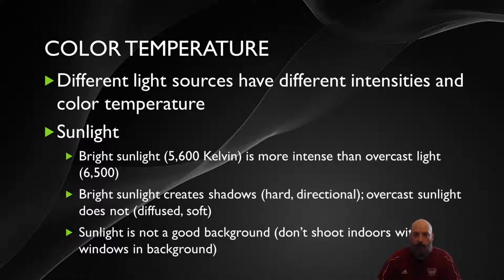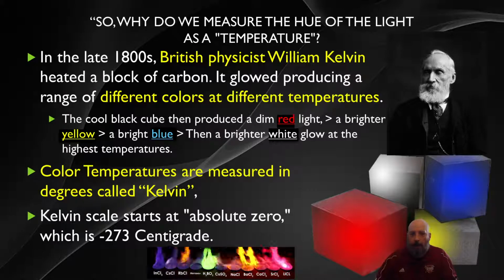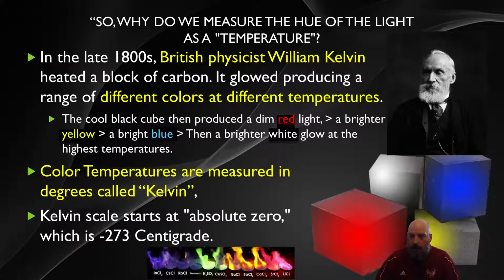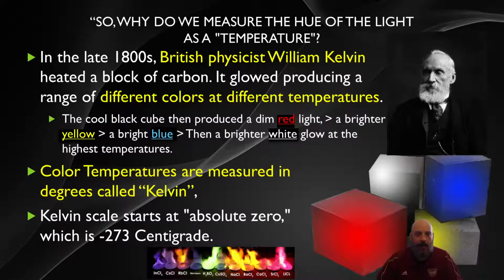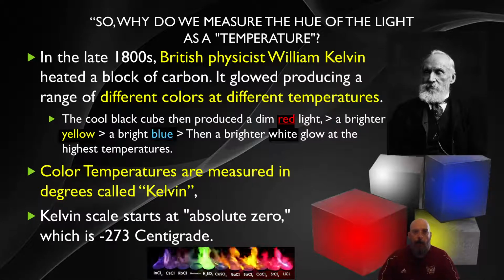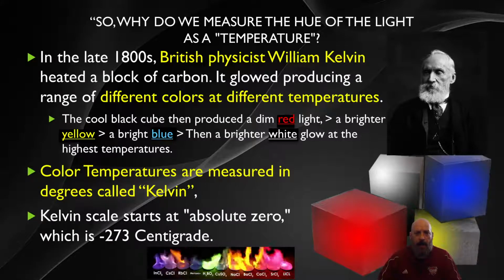Now, with sunlight, it's not really a good background. And this is why we tell you not to shoot indoors, again, because that light temperature is coming into play. Now, when I talk about temperature, I use terms like 32K and 56K. This came about from a British physicist named William Kelvin back in the late 1800s, and he was working with a block of carbon, and he heated the carbon up.